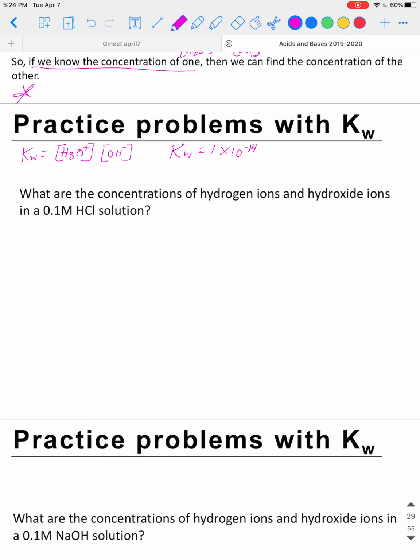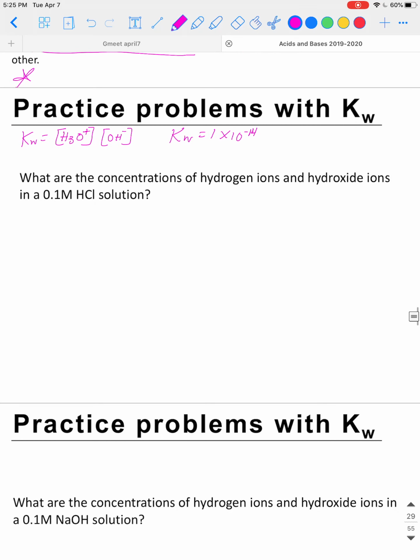Okay? So let's look at this question. It says, what are the concentrations of hydrogen ions and hydroxide ions? Remember way back when we started this chapter, we said hydrogen ions, H plus, is the same thing as H3O plus. They're the same thing. So whether we say hydrogen or hydronium ions, doesn't matter. Okay? Hydrogen ion, hydronium ion, same thing.